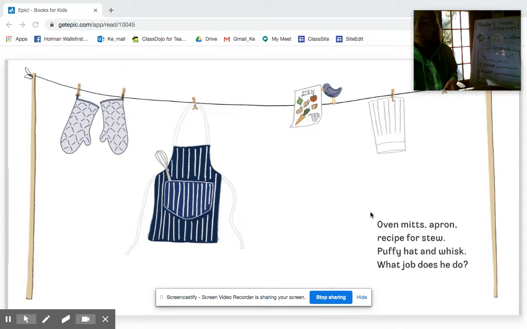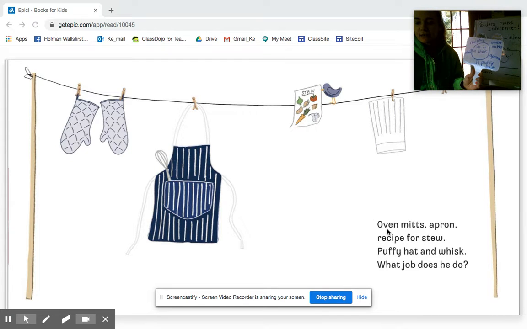So, from yesterday, I'm going to hold up this sign, and Mrs. Holman drew a head, okay? And on the outside, if you remember, we listed the words that I read from the story, clothesline clues. I have it up there on the screen too for you to see. We have oven mitts, apron, puffy hat, whisk, and recipe. Those were the words I read. And then in the middle, we decided that he is a chef based on all of those clues.